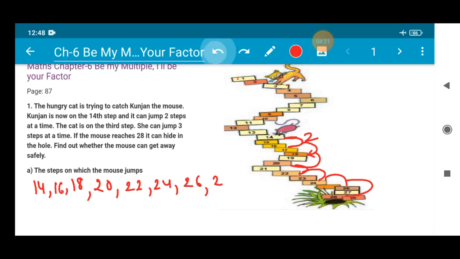Why these numbers? Why is it not sequential? Because at one time Kunjan, that is the mouse, is taking 2 steps. So she is jumping 2 steps at a time. So do not get confused. I hope you people have understood this. So this is the first question, A, we are over with.